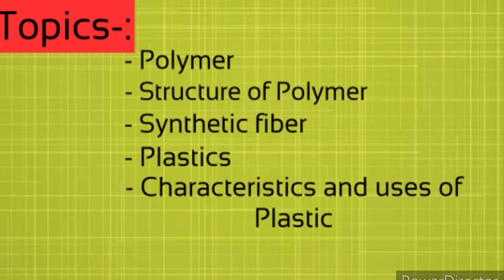First, we are going to study about the polymers. Structure of polymers we are going to study. Then we are going to study about different types of fibers, that are rayon, nylon, polyester and acrylic. Then we are going to study about the plastics. Then what are the different kinds of plastics, the uses of plastics and the characteristics of plastics. These are the topics which we are going to cover. So we'll be starting with the first topic, that is the synthetic fibers.